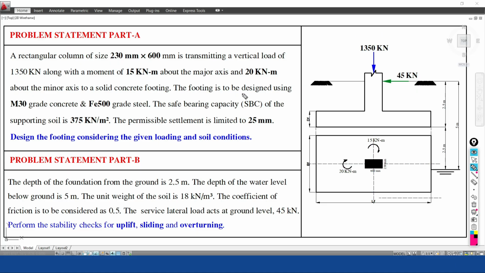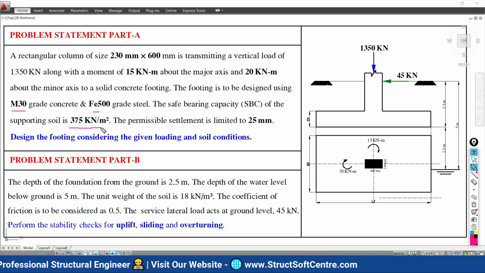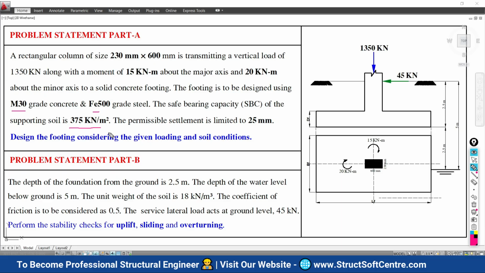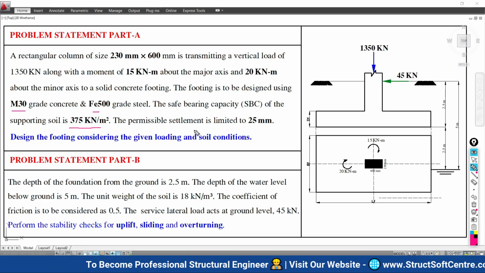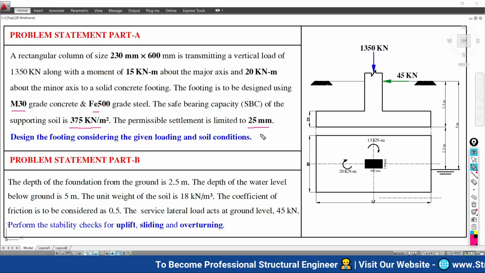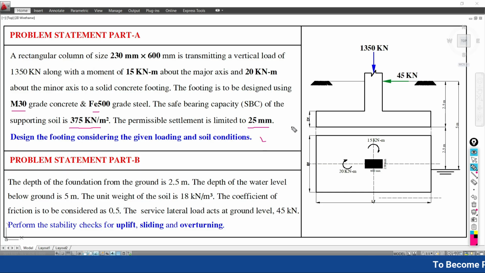The footing is to be designed with M30 grade of concrete and Fe500 grade of steel. The safe bearing capacity of the soil is given as 375 kilonewton per meter square. The permissible settlement is limited to 25 mm. We have to design this foundation for the given data and the soil condition. This is the task to do.